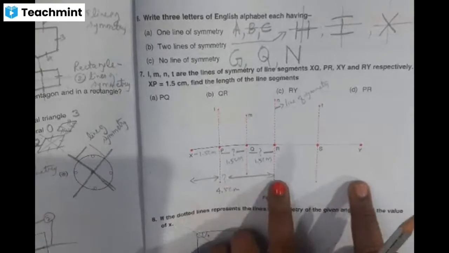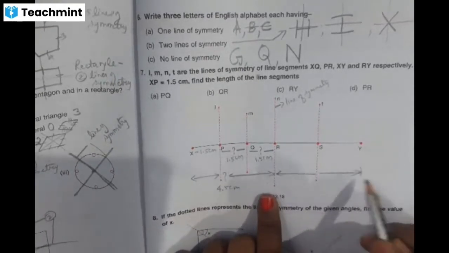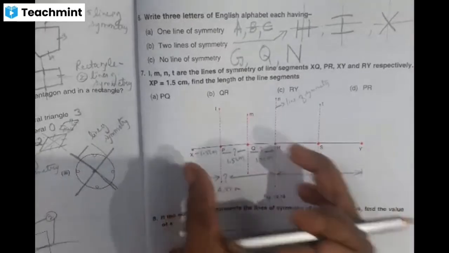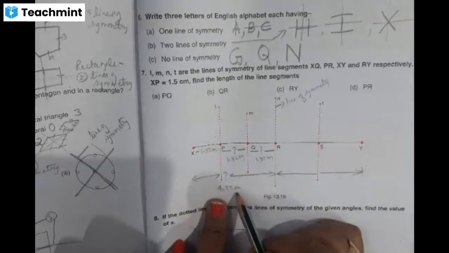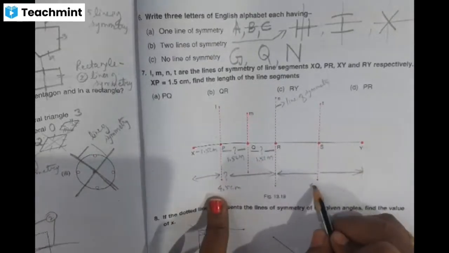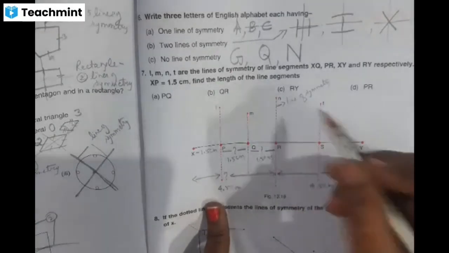What will be the length of RY, from here to here? XR must be equal to RY. Therefore, if XR is 4.5, RY will also be 4.5 centimeter. This is question number C, children.